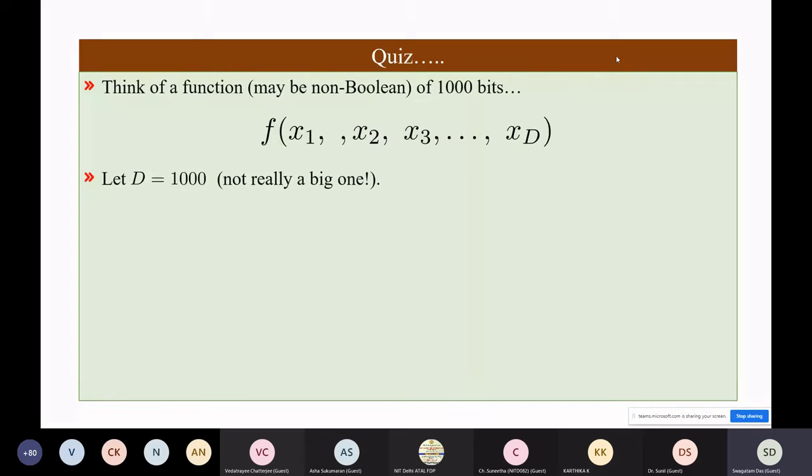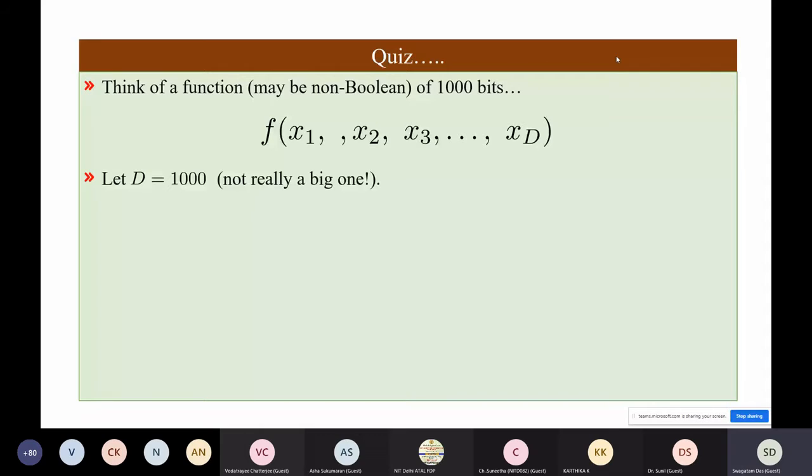Think of a function. Suppose you have a function f of x1, x2, and x3, and these variables are just Boolean or binary variables. So you have to employ an exhaustive search to find the maximum value of the function f. You list out the values of x1, x2, and x3 versus the value of the function f.